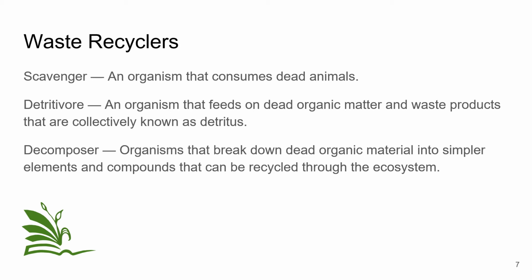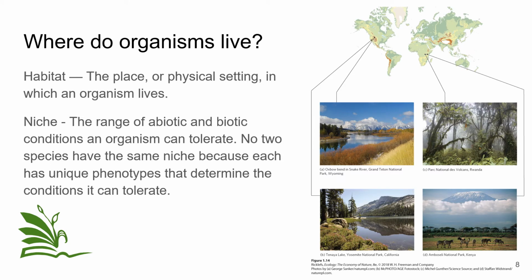So notice how a scavenger will eat a dead animal, but a detritivore will not eat a dead animal unless it's dead, really organic-y matter, right? Like it has to be pretty organic, or it could be waste products, so like manure. And then a decomposer breaks down dead organic material into simpler elements and compounds that can be recycled through the ecosystem. All three of these groups are incredibly important to nutrient cycling in ecosystems.